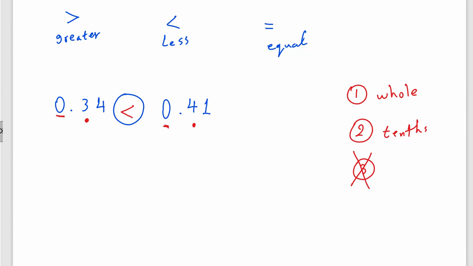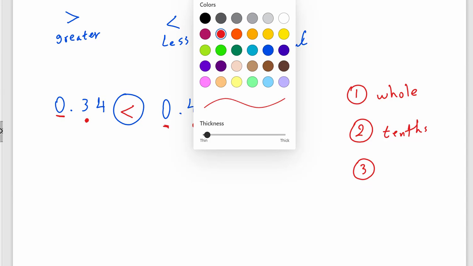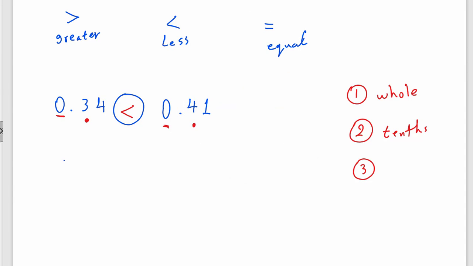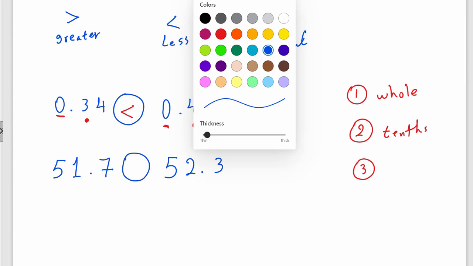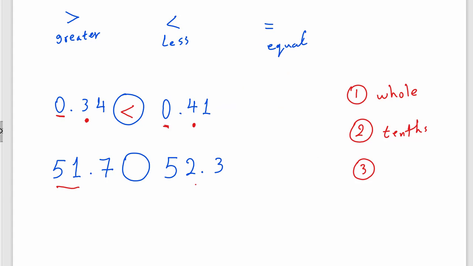Okay, let's see another example here. And this time I will use whole numbers, 51.7 and 52.3. And here, if we try to compare the whole numbers, we have 51 and 52. So 51 is less than 52. So do not move to the second step.